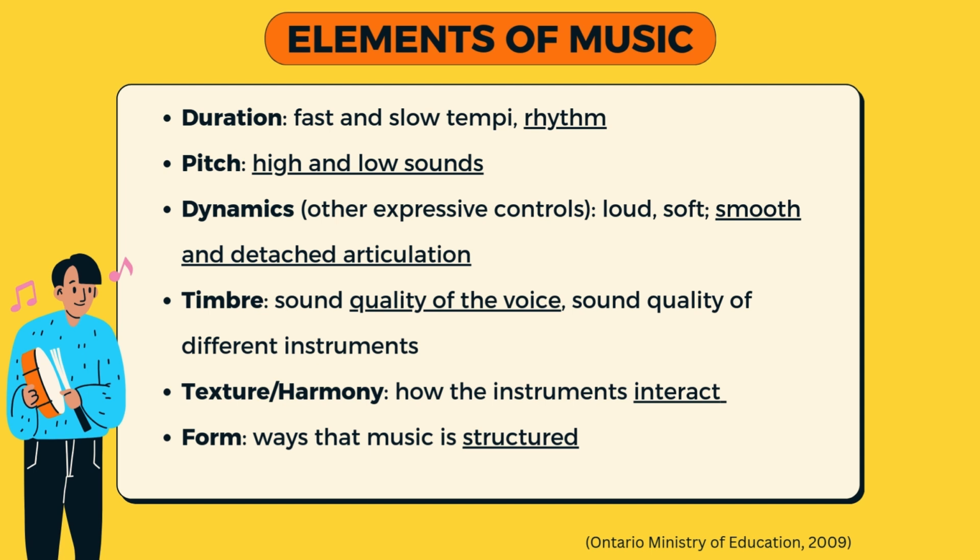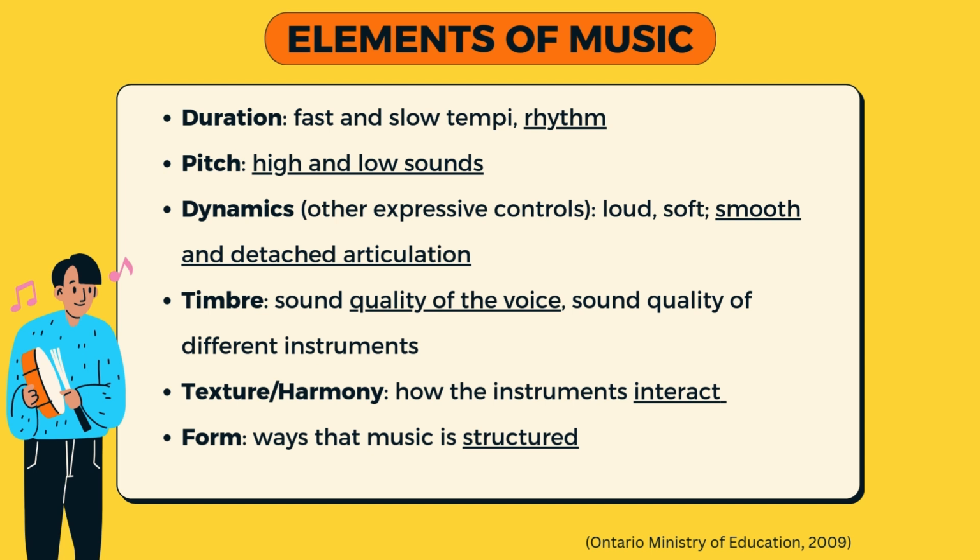These are the elements of music that were discussed and referred to in the previous slides. So these are just the basic definitions that are then expanded and really dug into deeper as you get to the higher grades that you're going to be studying. So for duration, it is fast and slow tempi and the rhythm as well. For pitch, it's going to be the high and the low sounds. For dynamics, other expressive controls, it's going to be loud, soft, smooth, and detached articulation.